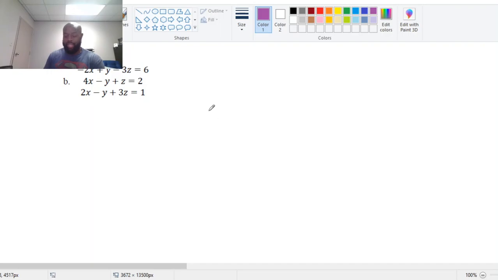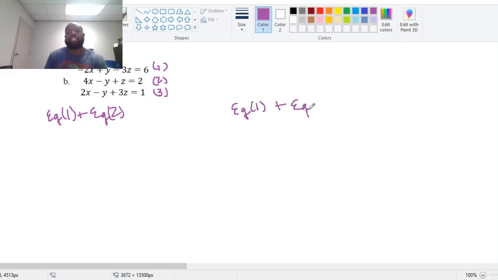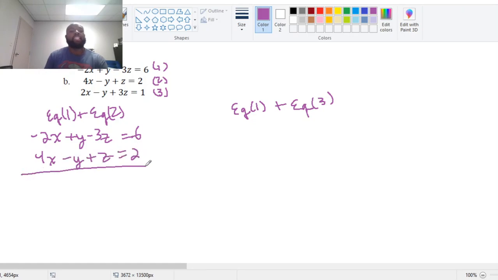So what I'm going to do is equation 1 plus equation 2, if this is equation 1, 2, and 3. And then I'm going to do equation 1 plus equation 3. So I'm going to do -2x plus y minus 3z equals 6, and 4x minus y plus z equals 2. Let's add them together. I get 2x minus 2z equals, that's a positive 6, by the way, equals 4. So I have an equation with two variables.